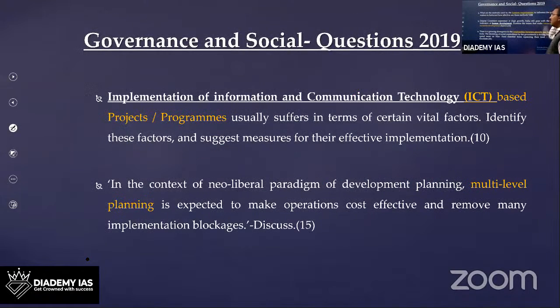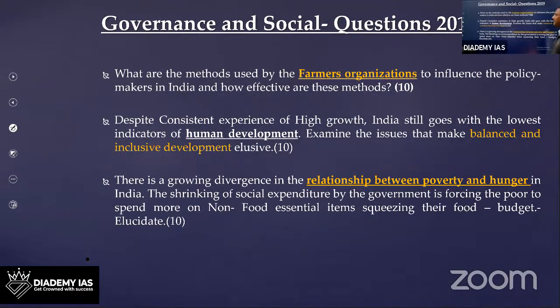Now coming back to the 2019 pattern. Let's look at the 2019 pattern. The question is, what are the methods used by the farmers organizations to influence the policy makers in India, and how effective are these methods? If we interlink this with the ongoing farmers movement, we will find it is a perfect question. They already asked this question in 2019, even before this movement started.